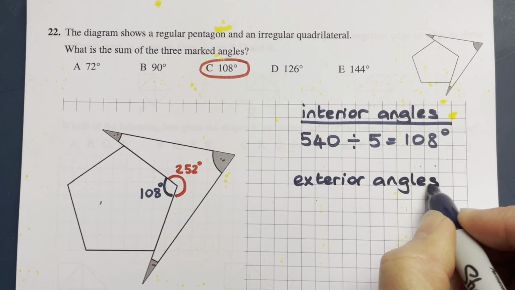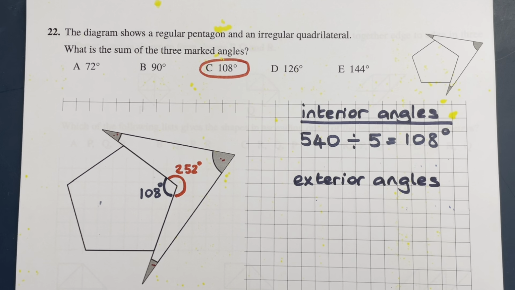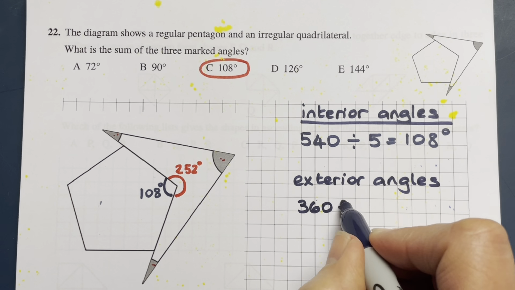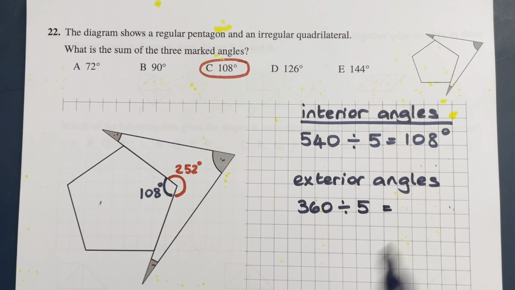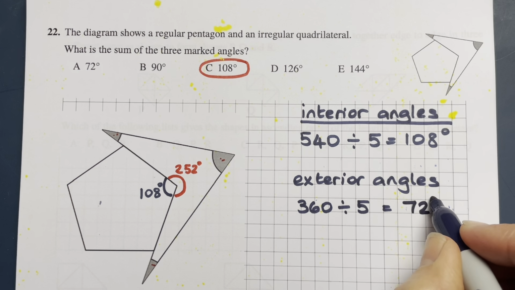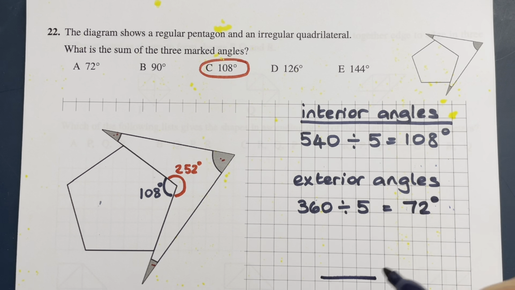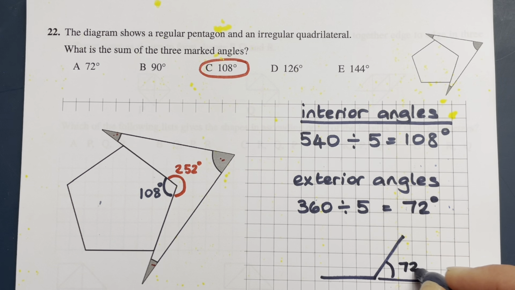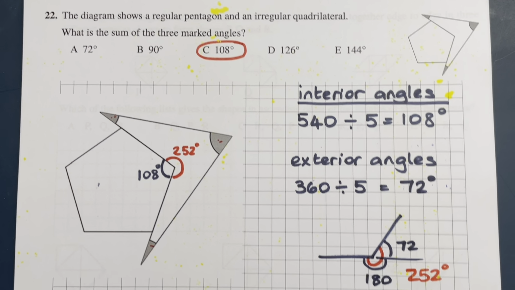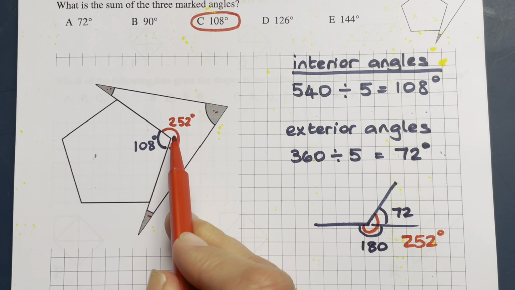Now we know that the exterior angles sum to 360. We know that there are 5 angles, so therefore each angle is going to be 72 degrees. So if this is one side of my pentagon, this angle here is 72. Obviously this is 180. That tells me this total angle here is 252 degrees, which is this angle we've got here.